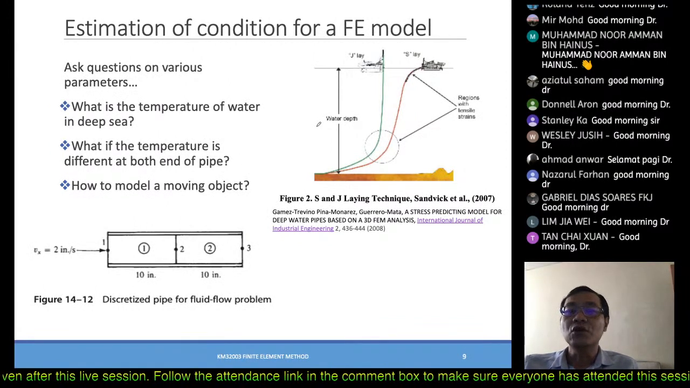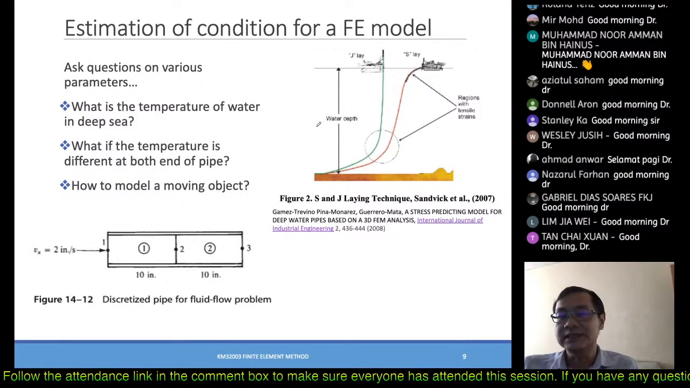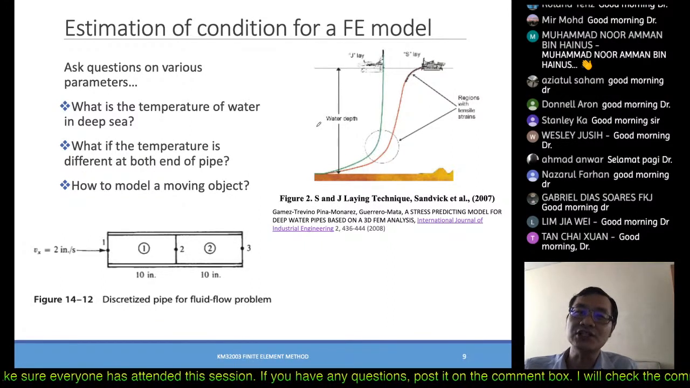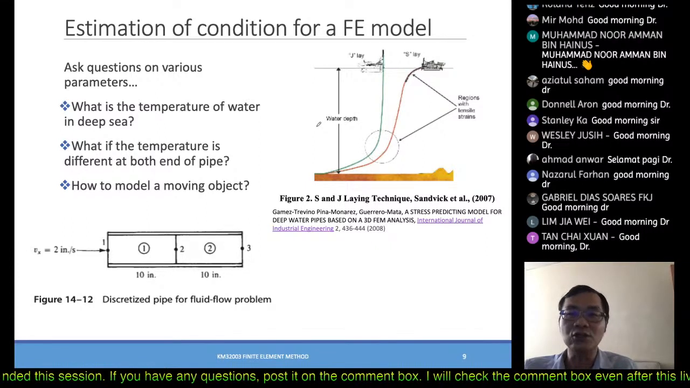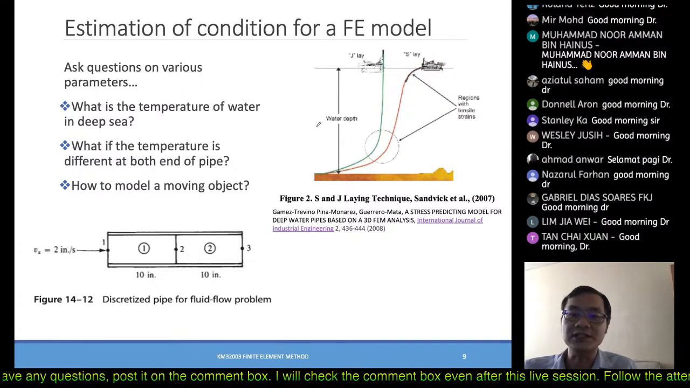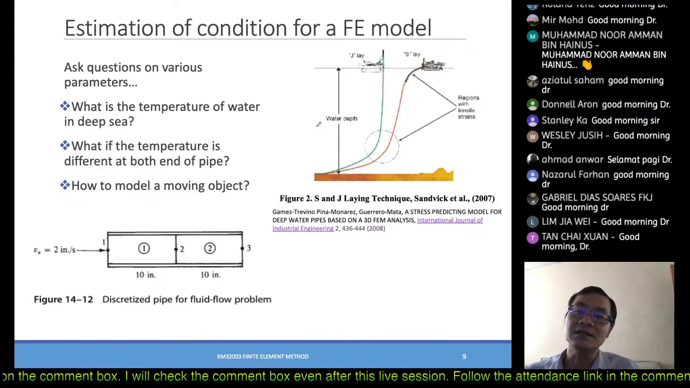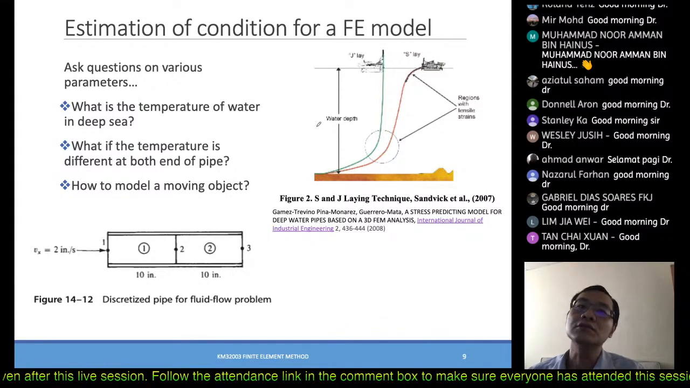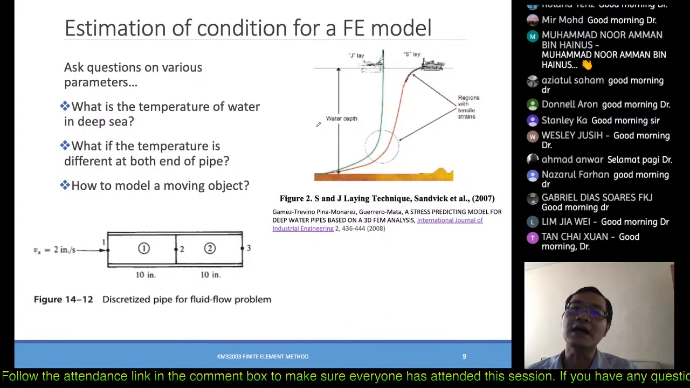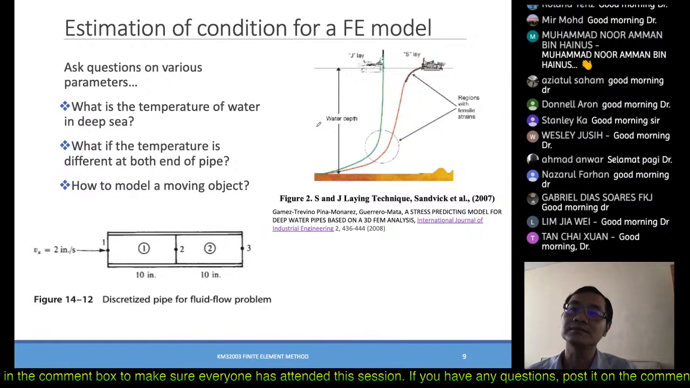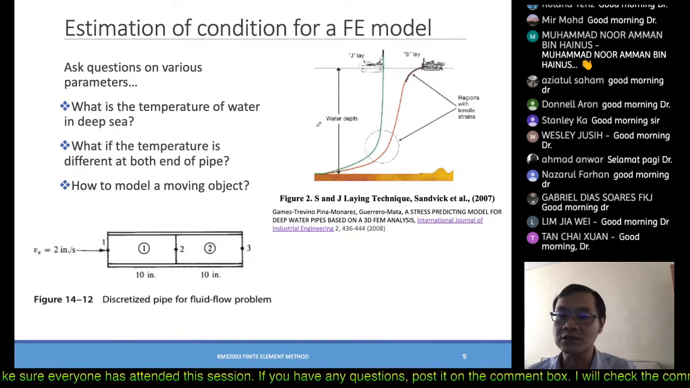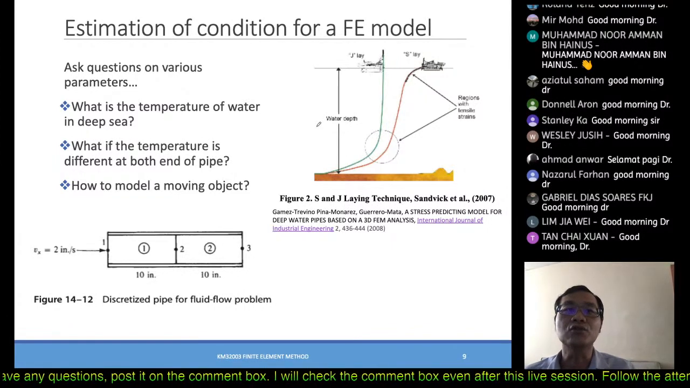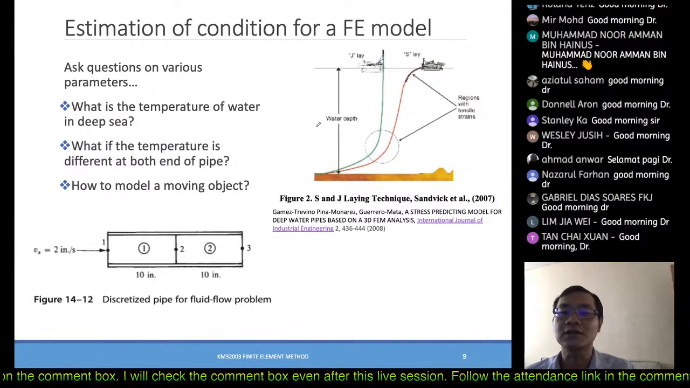So now we will go through the application, what are the considerations and other things that we need to take into account when we do our simulations. Okay, so the first thing is we have to set up our finite element model, FE model. The problem is when we start an FE model, we have to put in our values. Most of the time we will have to estimate the conditions.